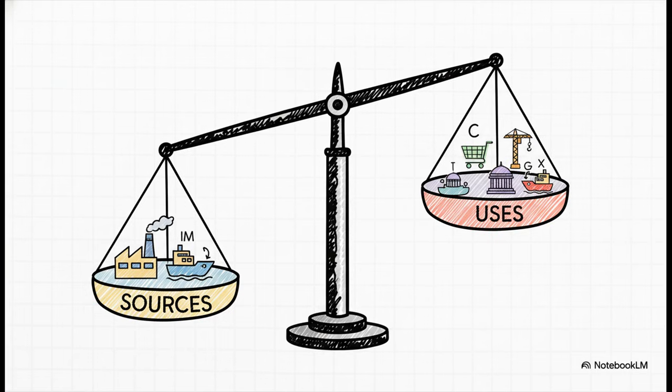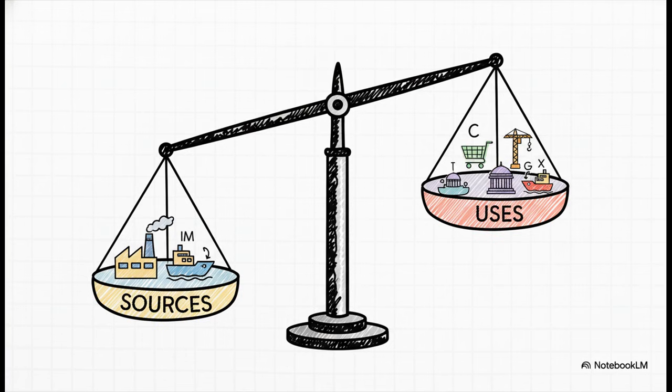On one side, you have the sources. That's all the stuff a country produces, plus everything it imports. And on the other side, you've got the uses. You know, how all that stuff gets used up. That's what we consume, what we invest, what the government spends, and what we sell to other countries. The key thing to remember, these two sides always have to balance.